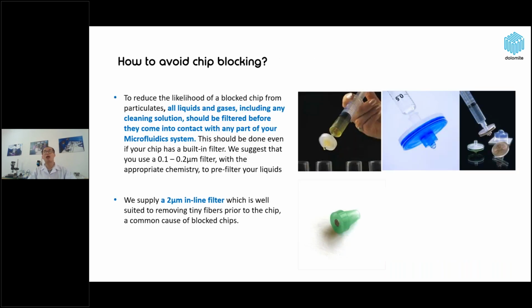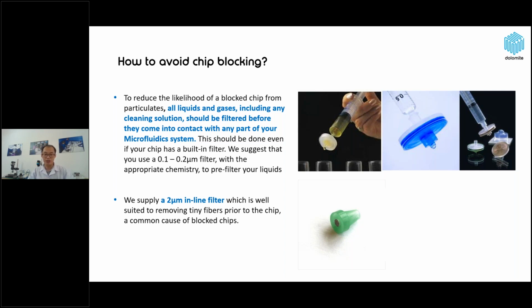Yeah. So, to reduce the likelihood of chip blockage from particles, before running an experiment, all the liquids and gases, including any cleaning solution, should be filtered before they come into contact with any part of the microfluidic system. This can prevent unwanted contaminants from coming inside the system and blocking the chip.